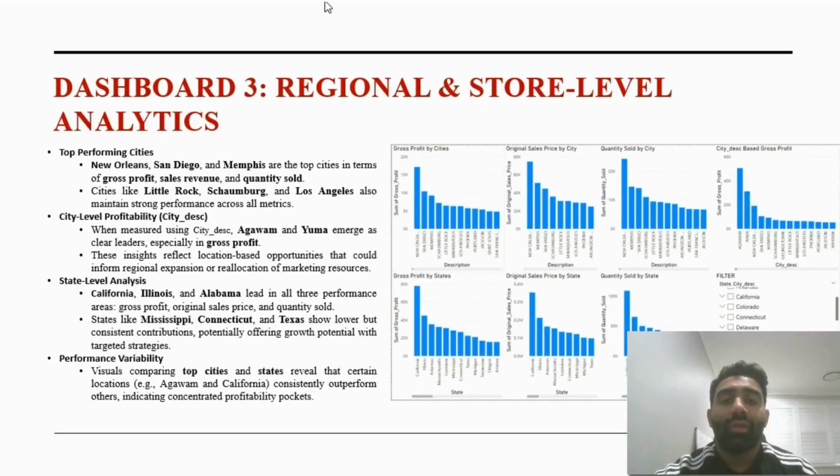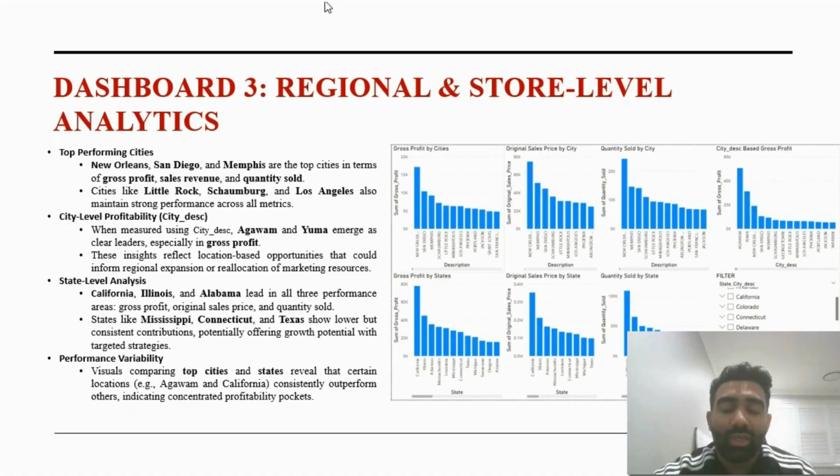Moving forward to dashboard 3, which tells us about the regional and store level analytics. According to the bars and the datasets, we can see that the top performing cities were New Orleans, San Diego, and Memphis, and the top performing cities are Little Rock, Skamberg, and Los Angeles. As we see city level profitability, Agawam and Yuma emerge as the city leaders, especially in gross profit. These insights reflect location-based opportunities that could inform regional expansions or relocation of marketing resources.